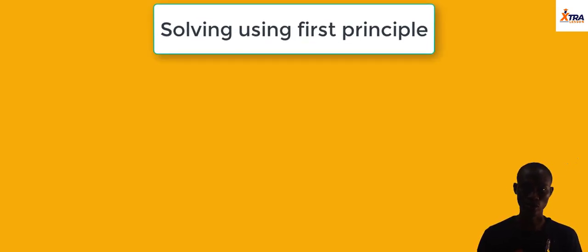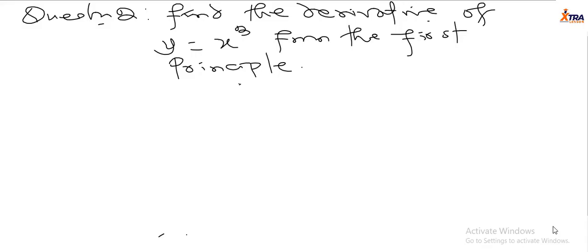Welcome back to the class. So I hope you are getting it, understanding the solution. Now in this class we're looking at another question on first principle. So let's see how to solve the question on the board. We have: find the derivative of y equals x to the power 3 from the first principle, or using the first principle. So, solution.